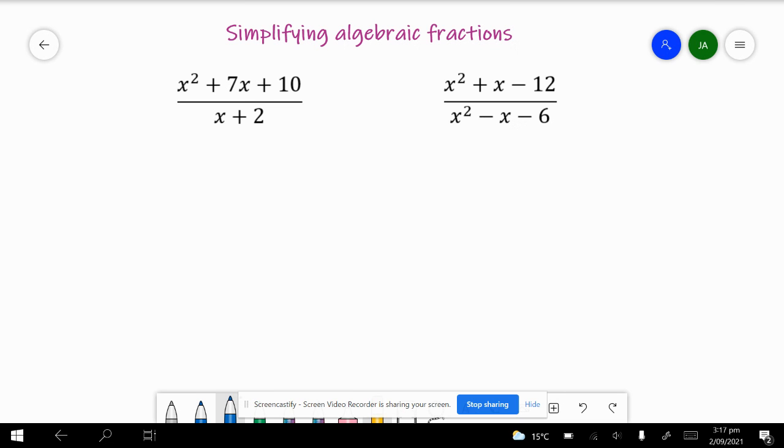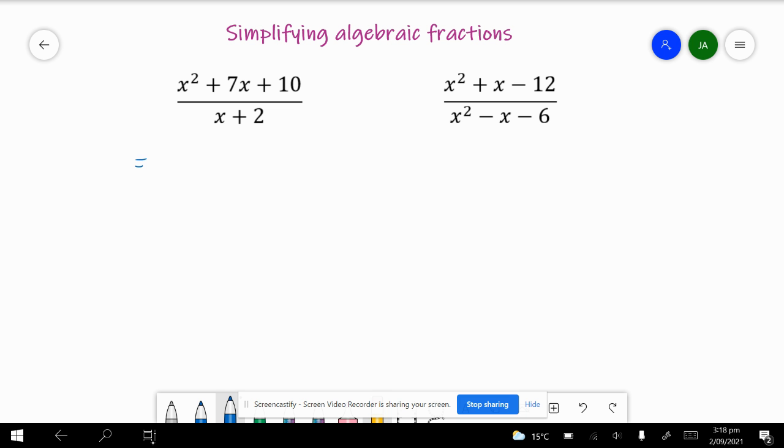So here we're simplifying algebraic fractions. We can only simplify fractions if things are multiplied together. And if you look at these two things, we've got a whole lot of things added and subtracted. So we need to be able to change it to things that multiply. And how you do that is by factorising, okay? Because when you factorise it, it becomes one thing times another.